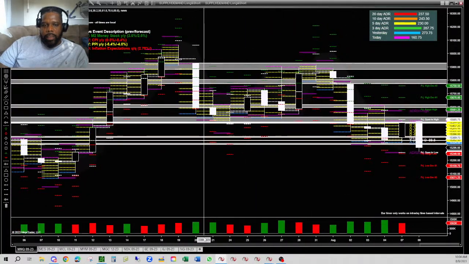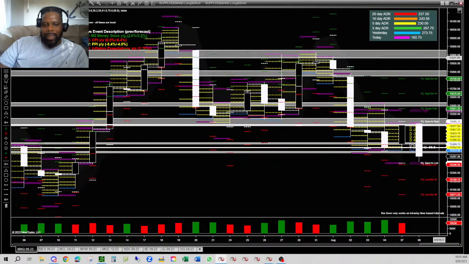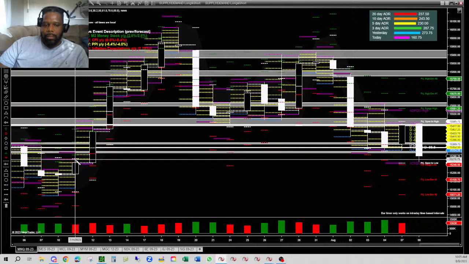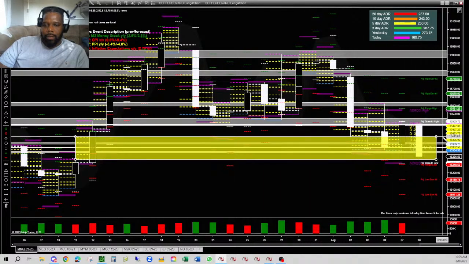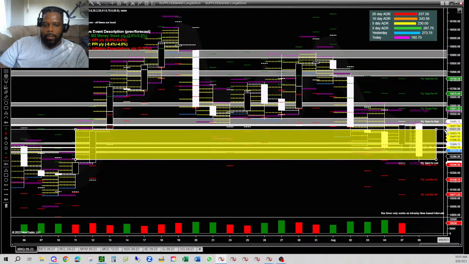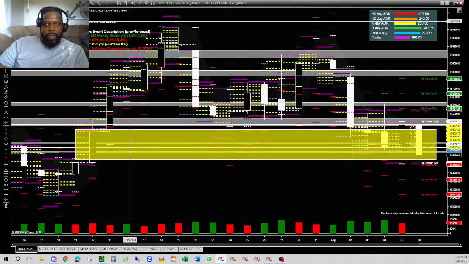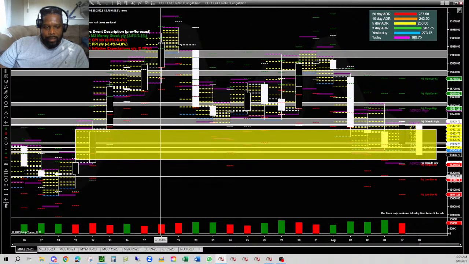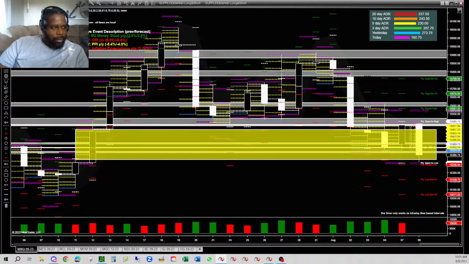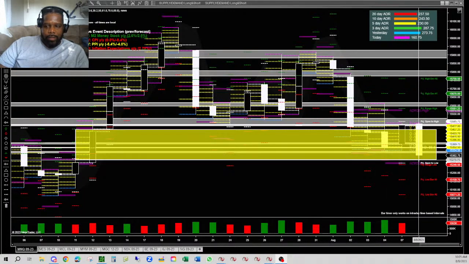Hey, look, I'm going to tell y'all something. Remember when I was like, they got to fill that gap? Y'all remember that gap? From here to there? What they do? And look how aggressive this move is. My God. Look how aggressive that move is from this area.